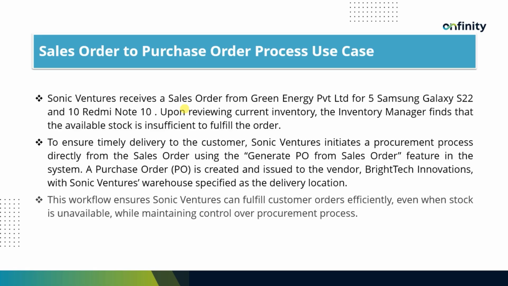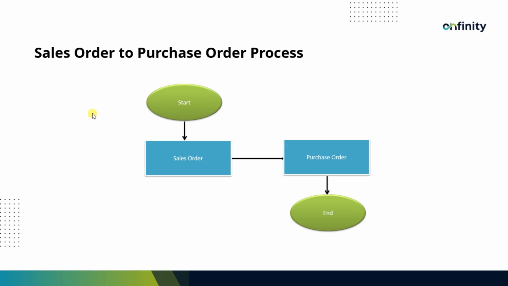A purchase order (PO) is created and issued to the vendor, Brightech Innovations, with Sonic Ventures warehouse specified as the delivery location. This workflow ensures Sonic Ventures can fulfill customer orders efficiently, even when stock is unavailable, while maintaining control over the procurement process. Next, we have the sales order to purchase order process flowchart.